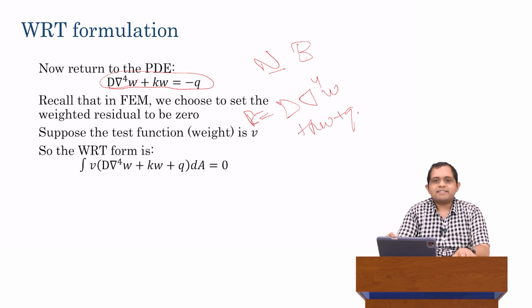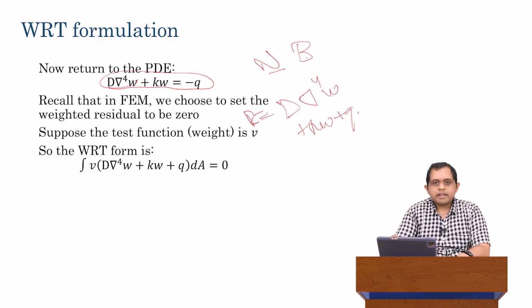If w is exact, that is, if somehow we have calculated the exact analytical solution, then it's going to be equal to 0. But in general, w is not going to be equal to 0. We are calculating an approximate solution, so we're going to get an approximate answer. So our residual will not be 0.